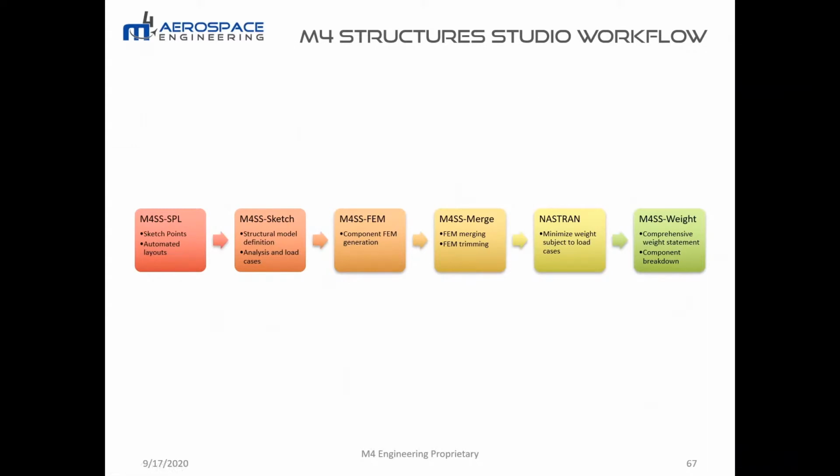So we started at the sketch point layout, where we take in our OpenVSP model, and we're going to put points on it. And those points are going to represent our structural hard points, where we're going to attach masses, where we're going to define internal structures, those sorts of things. Then we do the majority of the work in our sketch module here. We're going to define those materials, those load cases that we talked about, and we're going to set up our analyses. Then FEM and merge are the automatic components. So we're going to mesh our geometry and then merge all the components together. And then finally, we'll run through Nastran to do the design optimization, and we'll post-process that and get a weight statement.